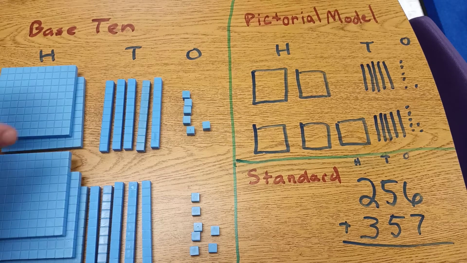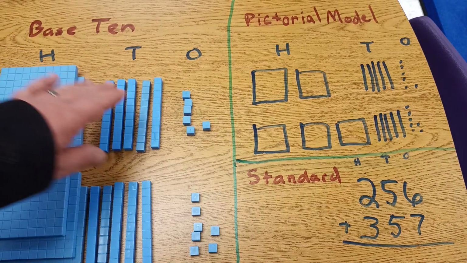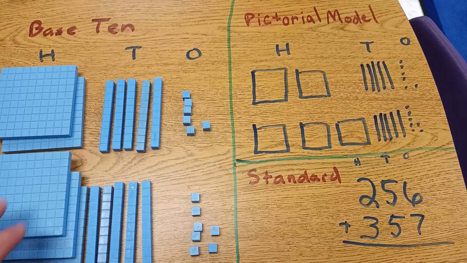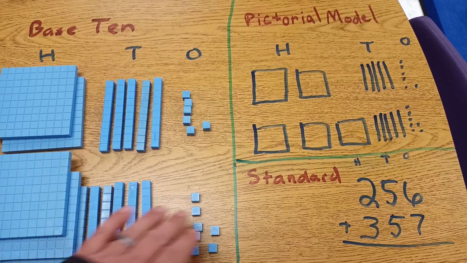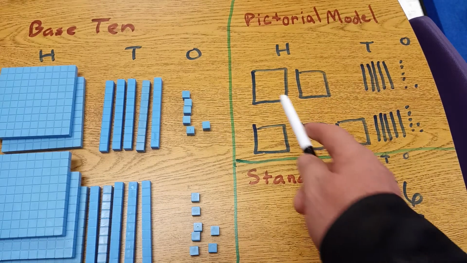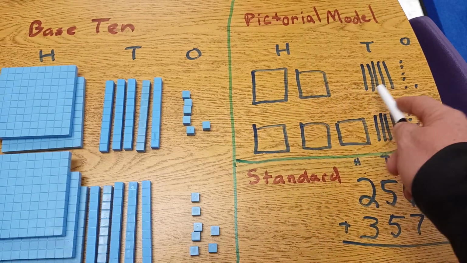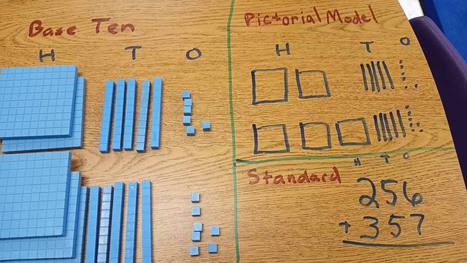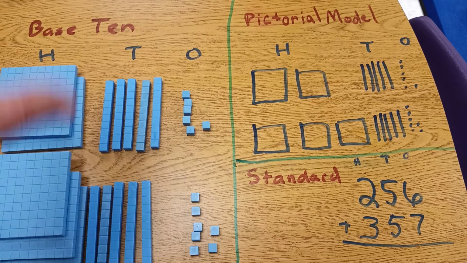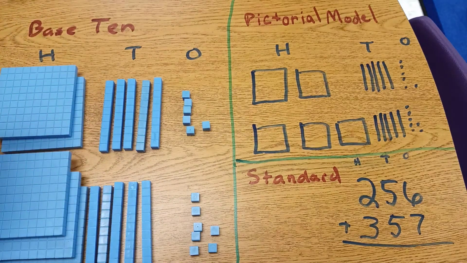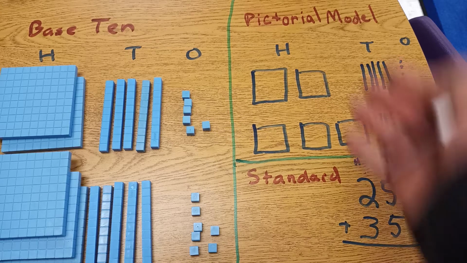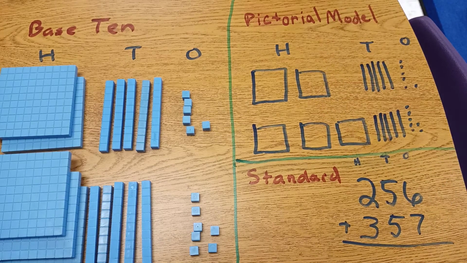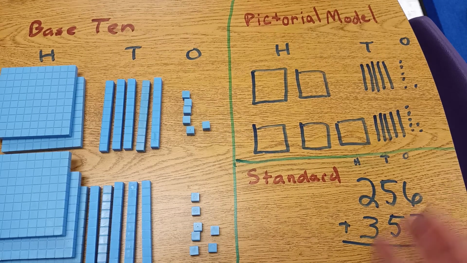And you can see right here I already modeled 256 plus 357. And I did the same thing with my pictorial model. I got 256 plus 357, and then the standard way of doing it right here. This is the most concrete way of doing it because we're actually using base 10 blocks that are proportional in size. This is a little bit more abstract. Basically, we're drawing the base 10 blocks. And this is the most abstract way of doing it.